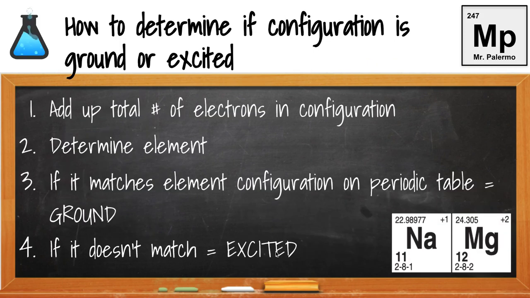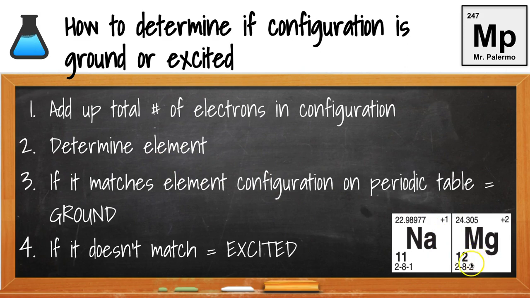So how do we determine if the configuration that you are presented with in a question is the ground or excited state configuration? So if I gave you an example like 2-8-2, first thing I want to do is figure out what element that is. So I'm going to add up the total number of electrons in that configuration. So 2-8-2 is going to give me 12 electrons. That means 12 protons, which means atomic number 12. And so atomic number 12 is going to be Mg. So I determined the element by doing that.